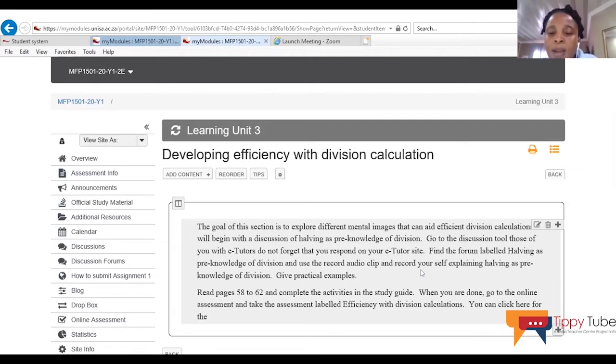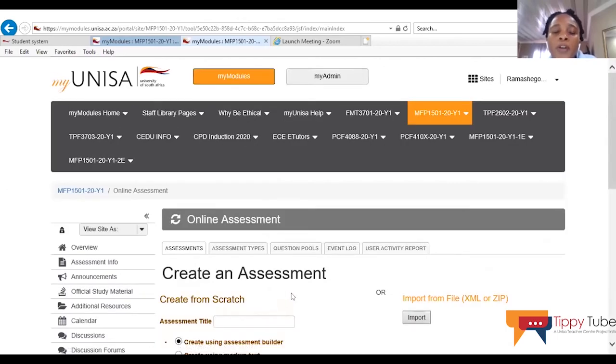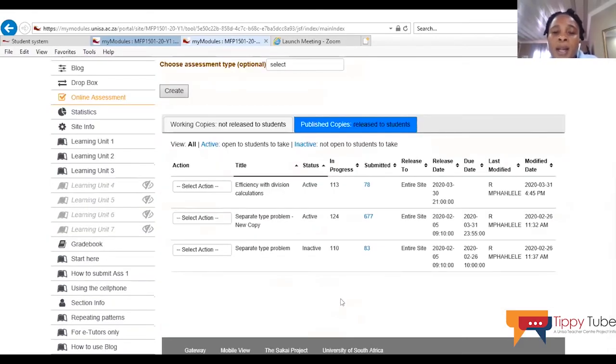But when you are done with the activities, we urge you to go to the online assessment and take the assessment that is labeled efficiency with division calculations. If you can remember, when I was on the online assessment earlier, I clicked again on the online assessment and found that there were 3 assessments. Mandla, are you able to see the assessments? Yes, the 3 assessments. On your side? Yes. So this assessment, which is efficiency with division calculations, is the one with 78 people who submitted already.